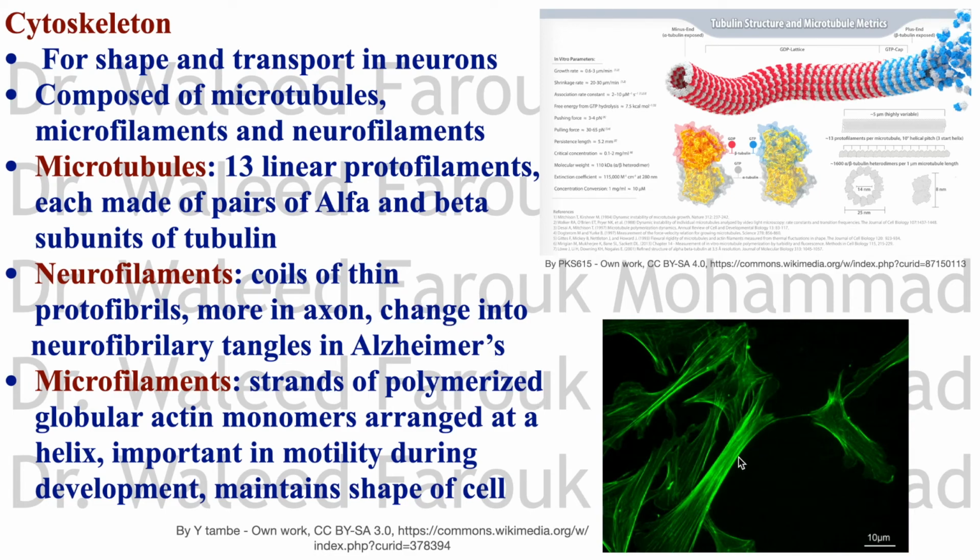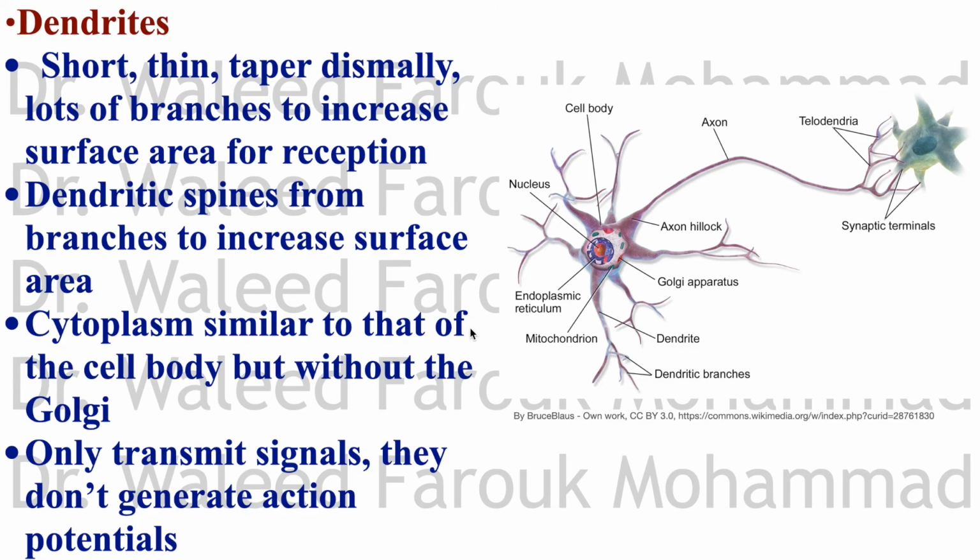Microfilaments, this is a microfilament as you can see here, are strands of polymerized globular actin monomers arranged as a helix, important in motility during development, and maintain the shape of the cell. So remember, microtubules, neurofilaments, and microfilaments.